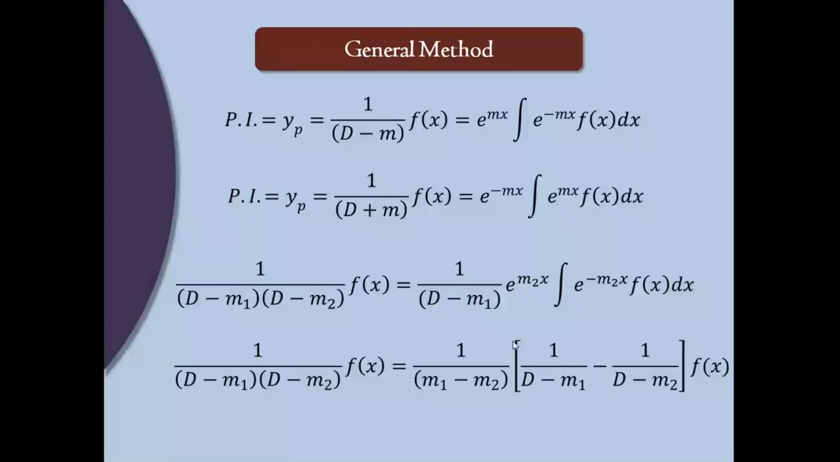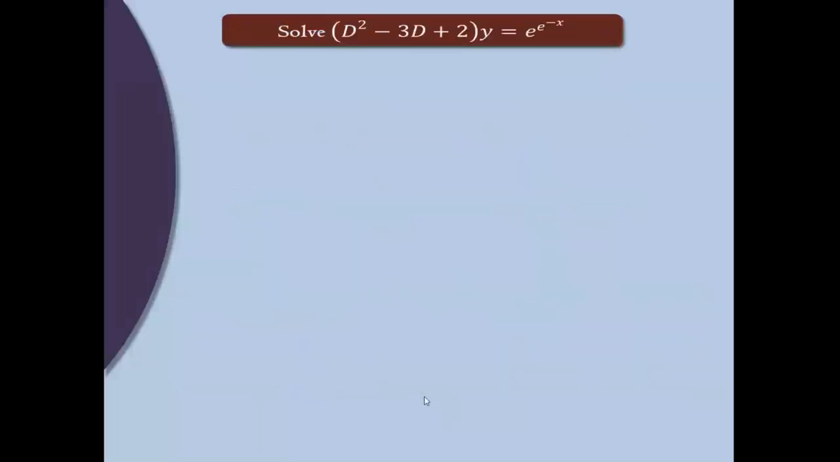Now we'll take a problem and then we'll understand how to make use of this general method to get the solution. Consider the first problem. D square minus 3d plus 2 y is equal to e raised to minus x. Now the solution of this will contain two parts, yc plus yp. Yc is a complementary function and yp is a particular integral.